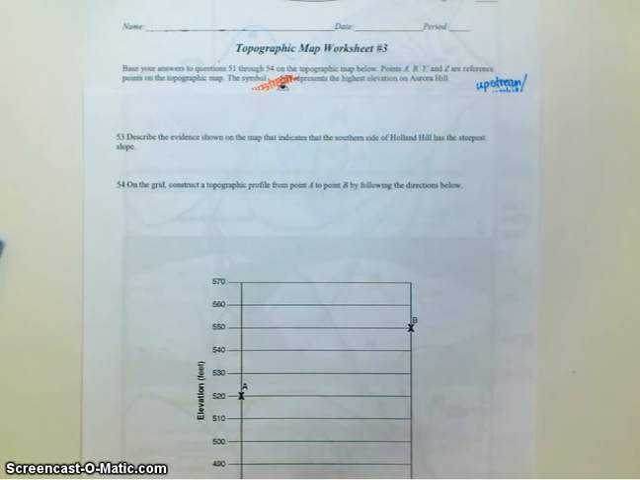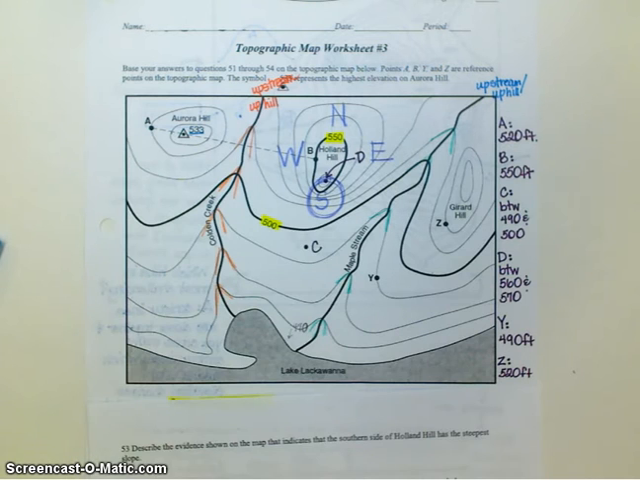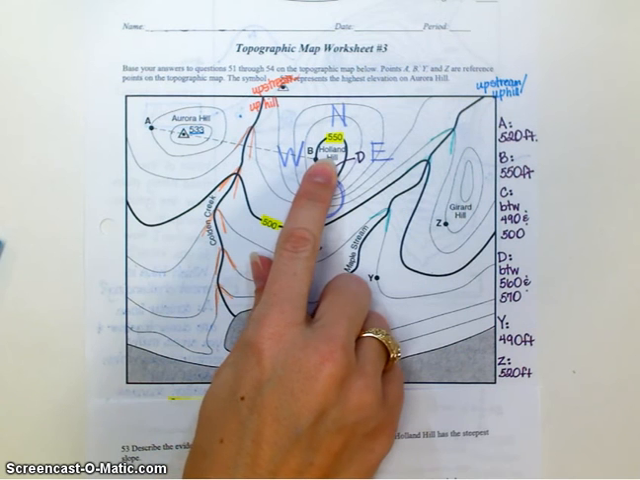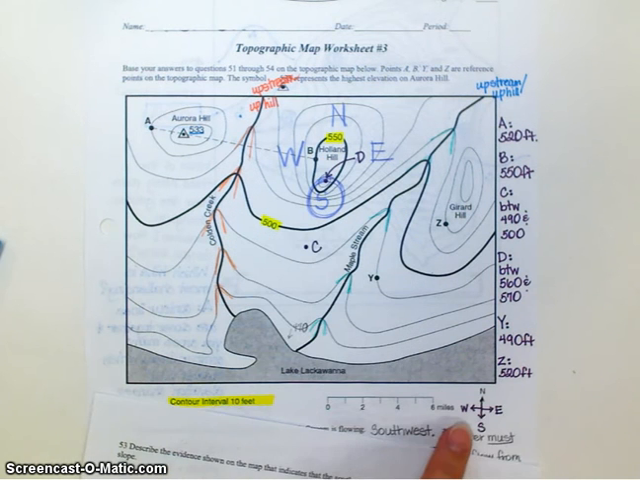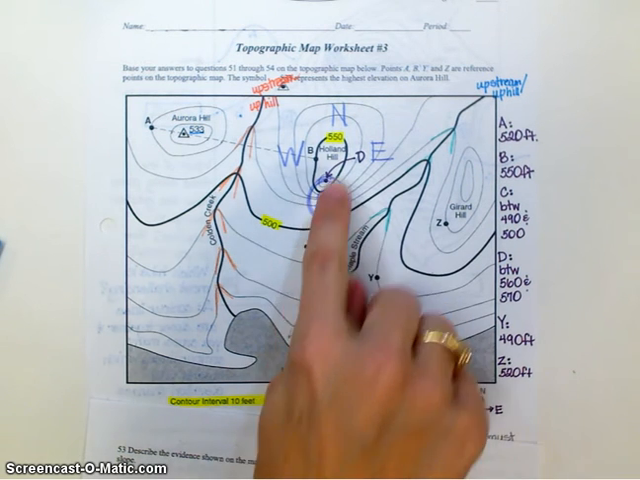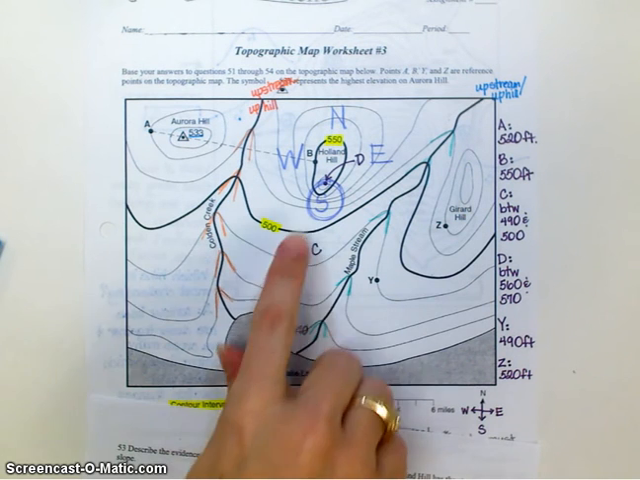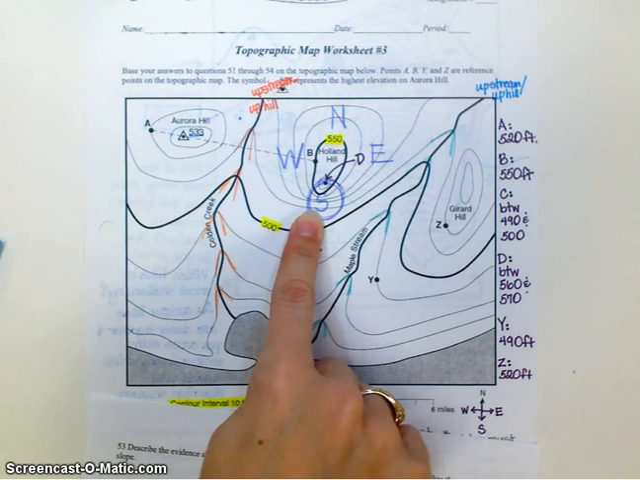And I want to jump to question 53. Question 53 says, describe the evidence shown on the map that indicates the southern side of Holland Hill has the steepest slope. Well, let's go to the map. And we see that this is Holland Hill. Remember, you've got a compass direction down here. So we know north, south, east, and west.